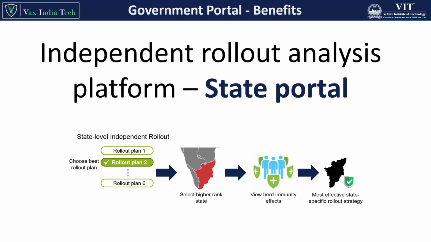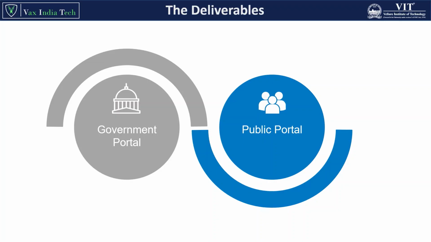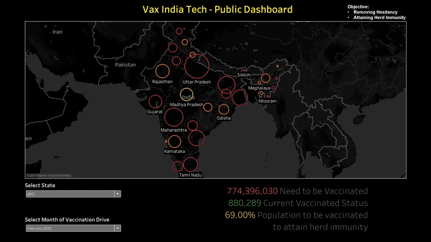Here you can select the state and rollout plan to obtain the independent state-wise analysis. These are all the tools that we are giving the government so that they are empowered to make the right decisions. Now I'm going to show you the public portal. Here the people can enter their state and the month of the vaccination drive to view the real-time vaccination statistics. We've already explained the benefits of this dashboard, and this shows you the numbers that they'll get to see.